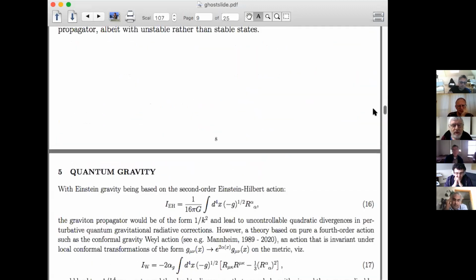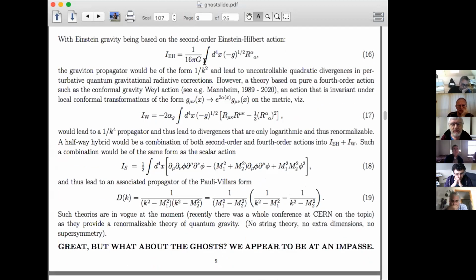Quantum gravity. The next place where this issue appears is standard Einstein gravity, which is based on the Einstein-Hilbert action. The Ricci scalar is a second derivative of the metric, and therefore the propagator is of the form 1 over k squared, and that's the reason why Einstein gravity is not renormalizable. How could you make a theory of gravity renormalizable? Well, try to get a 1 over k to the 4 propagator. Sounds rather familiar. It's like Pauli-Villars goes from 1 over k squared to 1 over k to the 4.